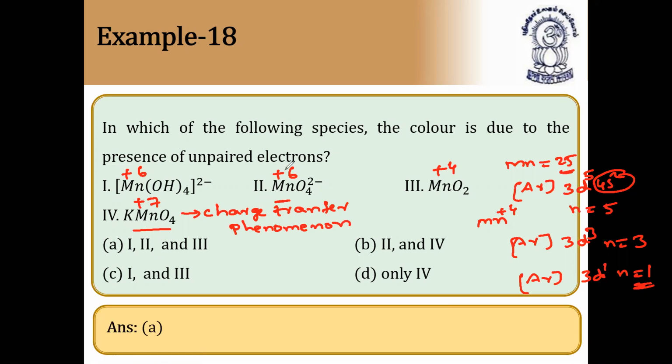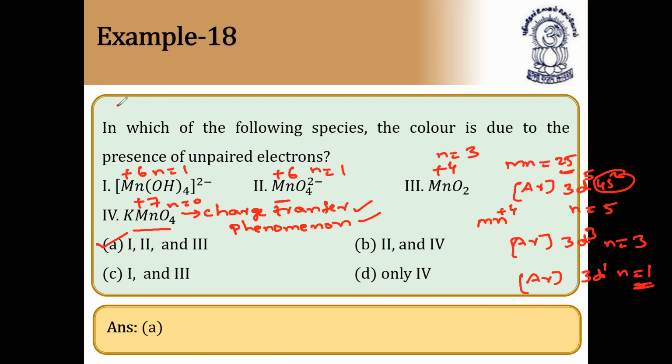Whereas here these are all due to unpaired electrons, because here the number of unpaired electrons: in 3d3, n is equal to 3, here n is equal to 1, here n is equal to 3, and here n is equal to 0. But still it is colored due to the charge transfer phenomenon. So the answer is only one, the first option, that is 1, 2, and 3.